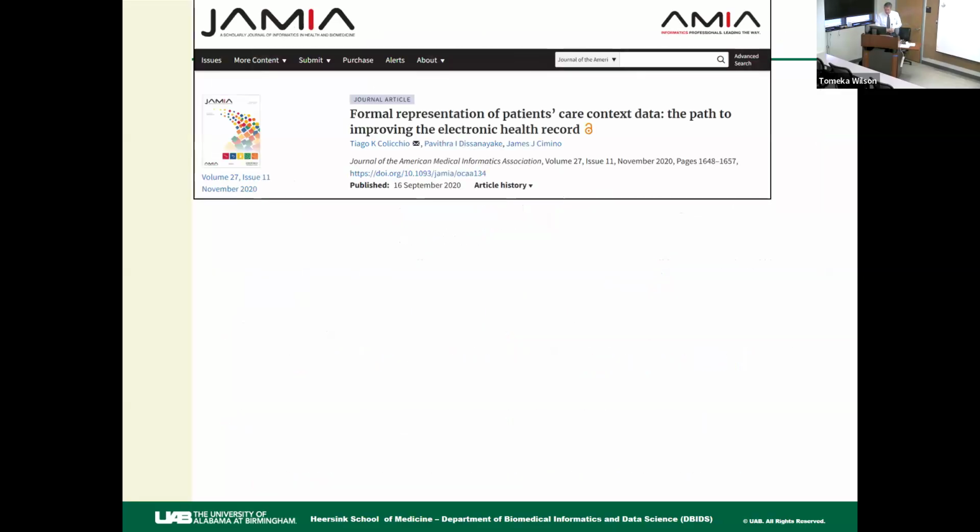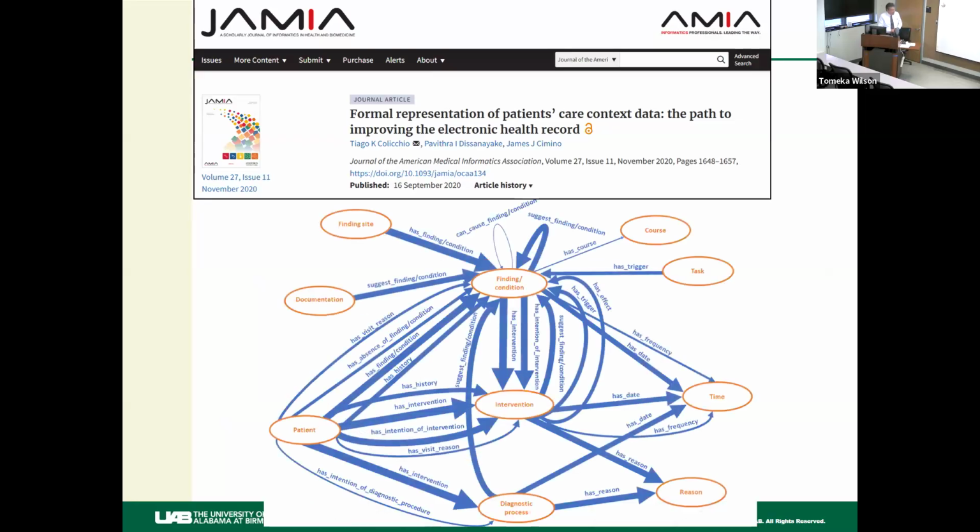Okay, so I started working with folks here, Tiago and others. And we started working on, okay, what's the terminology, what's the ontology for representing this why stuff? We call it different things. We call it decision making, but it's not about making decisions. So we call it the clinical care context, and created an ontology for that.